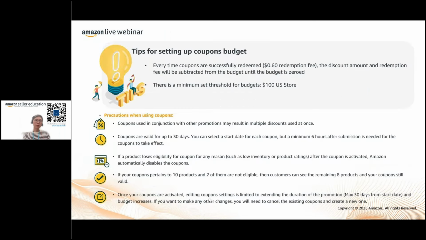Some tips or reminders: for every coupon that is successfully used by customers, there is what we call a redemption fee. So let's say you set up a coupon promotion, and a customer successfully buys your product using your coupon, do take note there's a 60 cent USD redemption fee. So you might want to take this into account when you are doing your pricing. When you run a coupon campaign, you can set the budget, and the minimum budget is $100 USD for the US store.